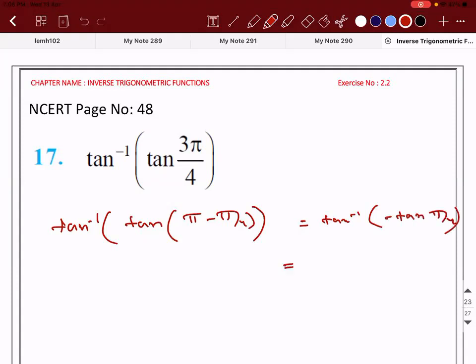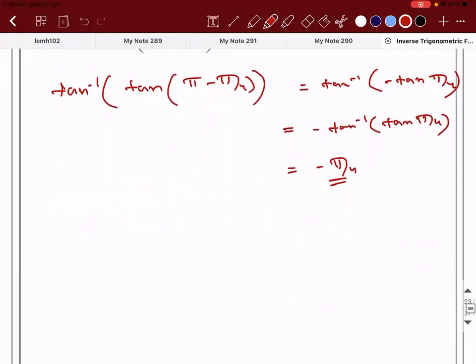But what is tan inverse of minus tan pi by 4? Tan inverse of minus x is minus tan inverse of x. Tan of pi by 4. This would be minus pi by 4. Had the same question been cot inverse of cot 3 pi by 4, tell me the answer.